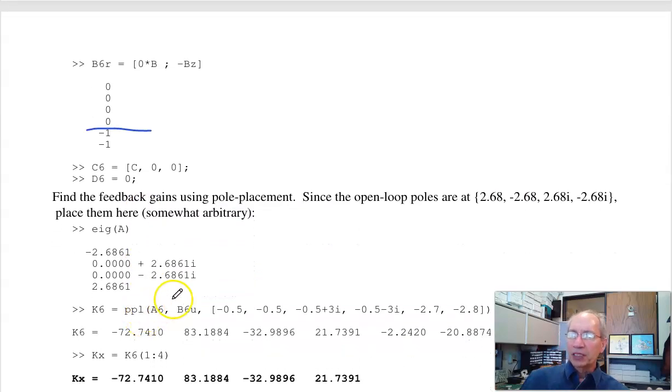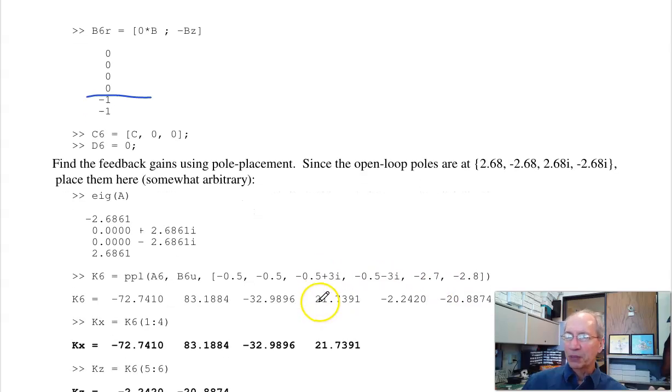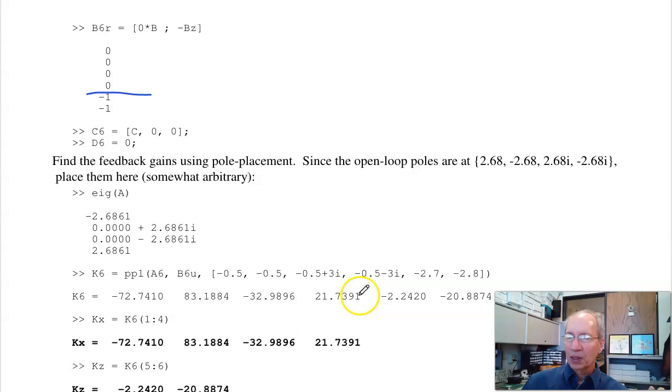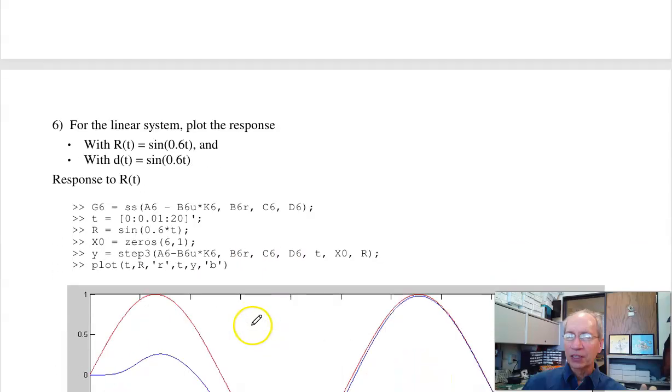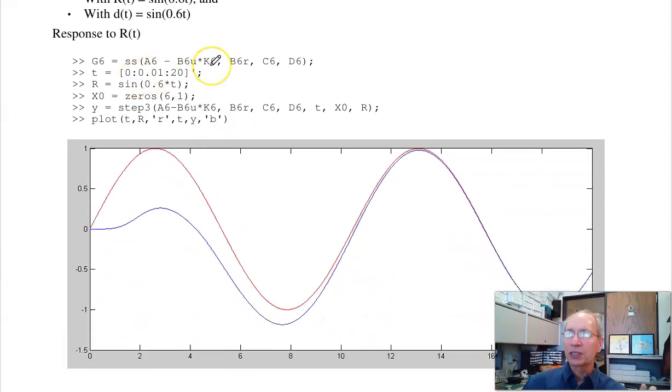Once I form the augmented system, find feedback gains to stabilize it. So here again, I'm going to put the poles at minus 0.5 and somewhere else. Kind of play around with it, try to keep the gain small, but keep the settling time reasonable. That's what I picked. To do that, I get feedback gains. The first 4 gains are kx, the last 2 are kz. Now, if I try it on the linear system, here's the closed loop system. Find the response.